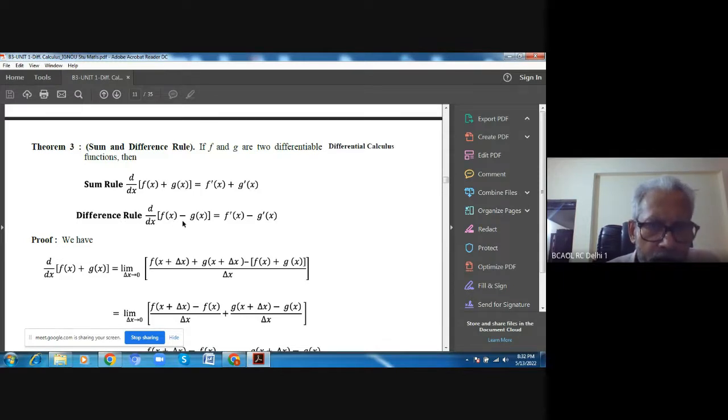Difference rule, that is a sum rule. In the case of sum, that is the rule. In the case of difference, if it is a plus, now it is a minus. So this is another rule. All these rules you have to go through, which are required at solution time.